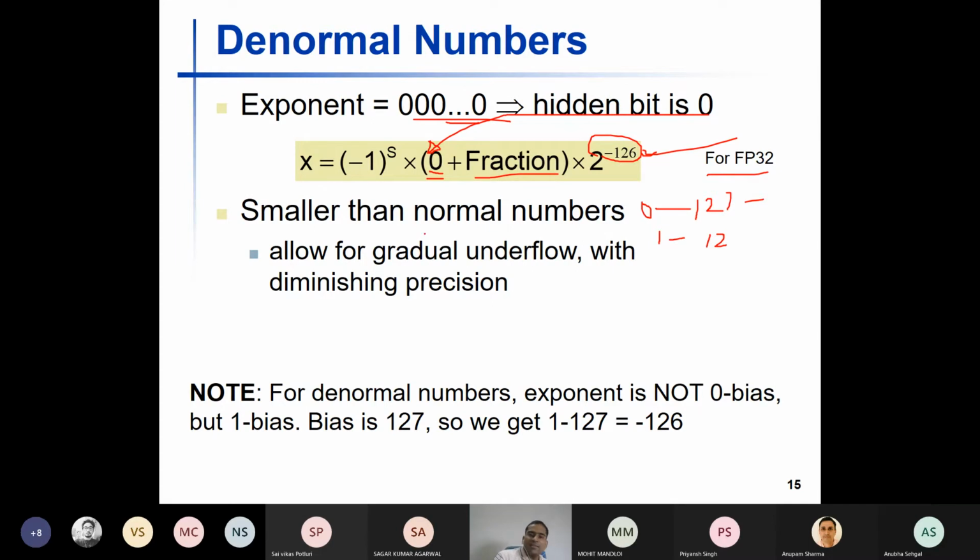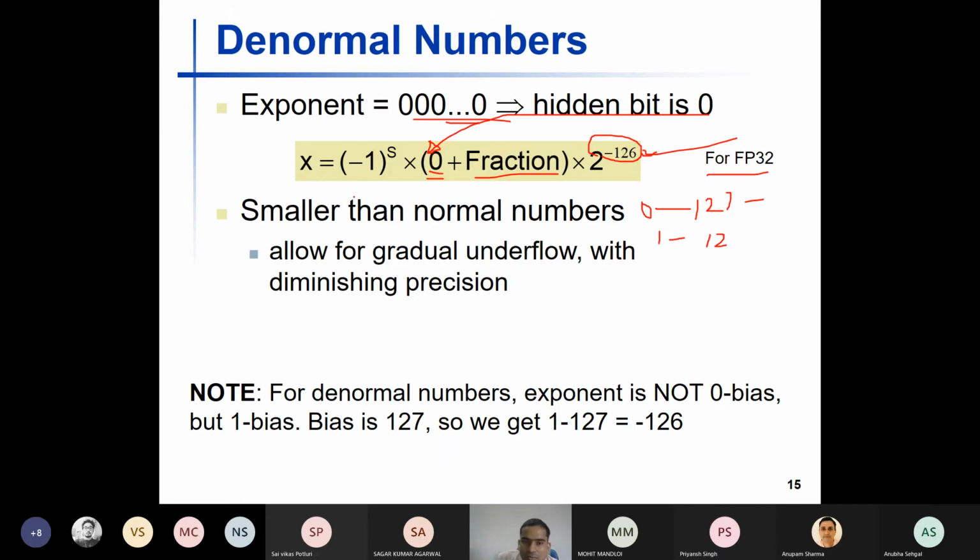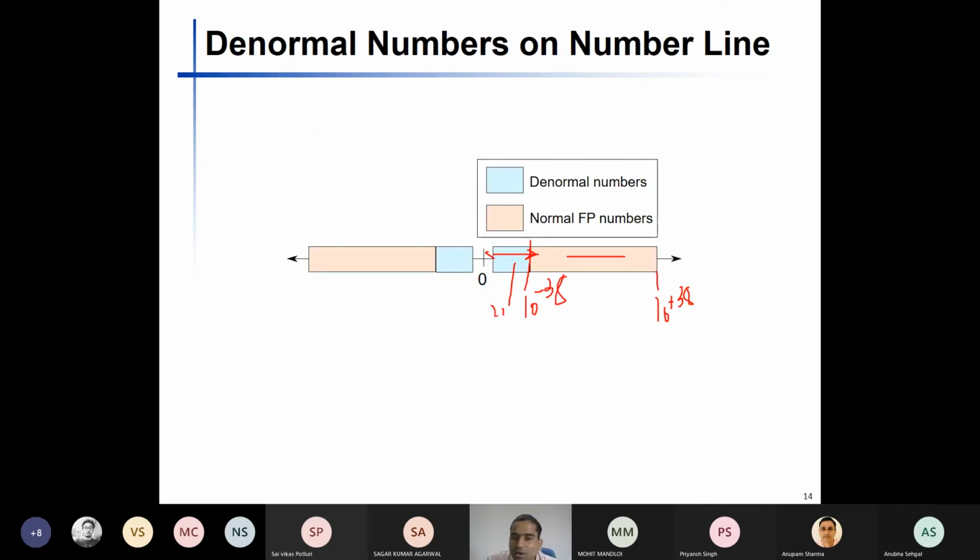So all the d-normal numbers are smaller than the normal numbers. We call these numbers normal numbers, and these numbers d-normal numbers. They allow for gradual underflow with diminishing precision. That means instead of not being able to represent them, we are able to at least represent them with less precision. Instead of calling them all 0, we can represent them with some precision, but not very high precision.